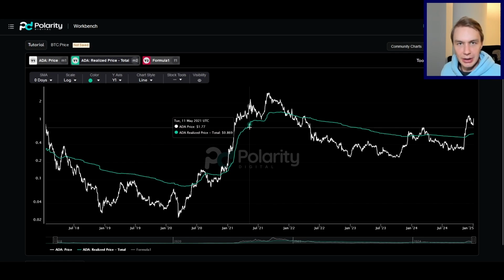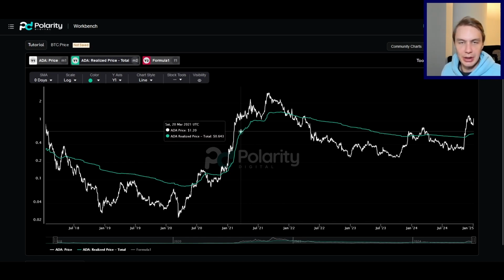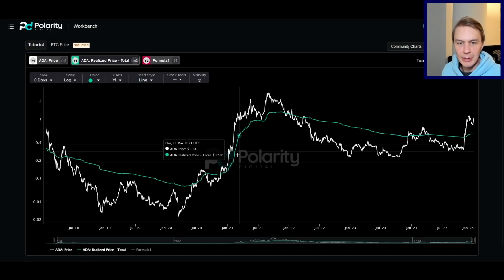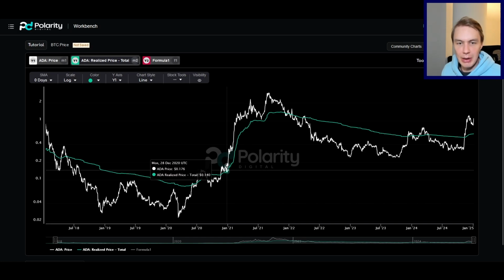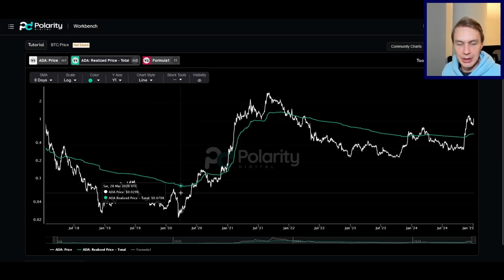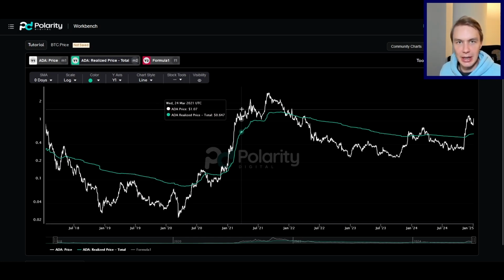And one of the things that I like to look at when I look at realized price, and I look at this for not just ADA, but for Bitcoin and Ethereum, it's a useful indicator, is the rate of change of the realized price. And what the rate of change is telling you is how aggressively people who bought at lower prices are selling and then getting replaced at these higher levels.